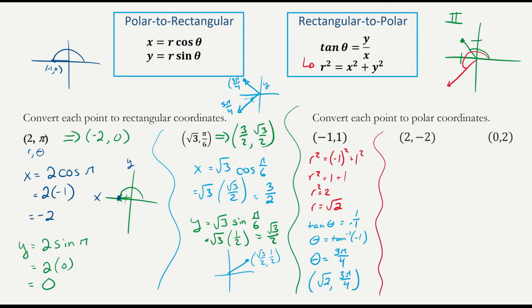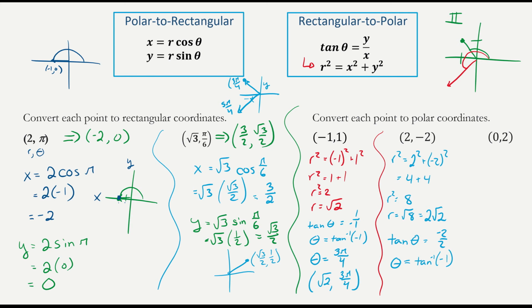We're going to try another one. We'll find r first. So r squared equals 2 squared plus -2 squared, which gives me 4 plus 4, which equals 8. So r squared is 8, so r equals the square root of 8, which equals 2 square roots of 2, once I simplify that square root. Then we do the tan theta formula. So tangent of theta equals y over x. So theta again equals tan inverse of -1.